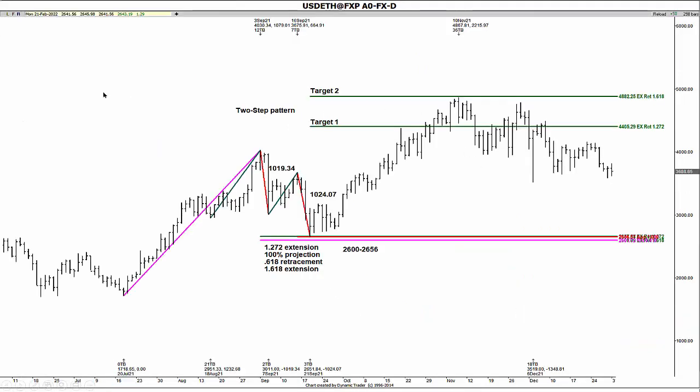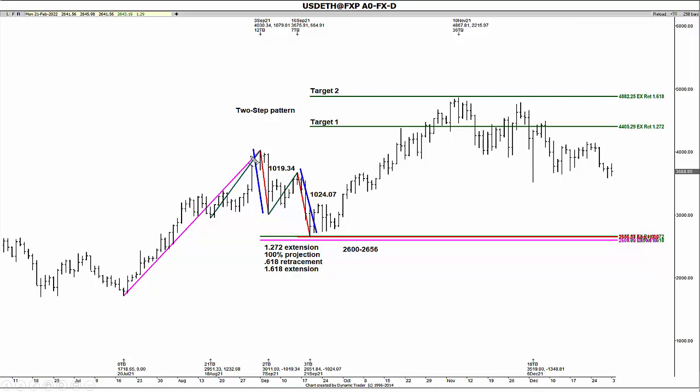Okay, now this is definitely an old example, but again, it works the same as it did 20 years ago. This is actually Ethereum, and this was what I would consider a two-step pattern. Now, the two-step pattern for me is going to be different than ones for other people. The one that I use has symmetry within the zigzag.